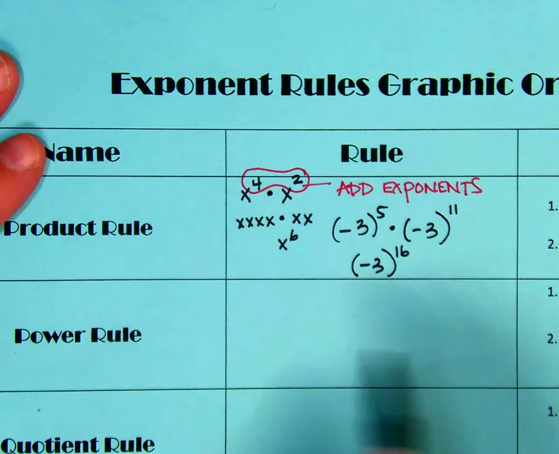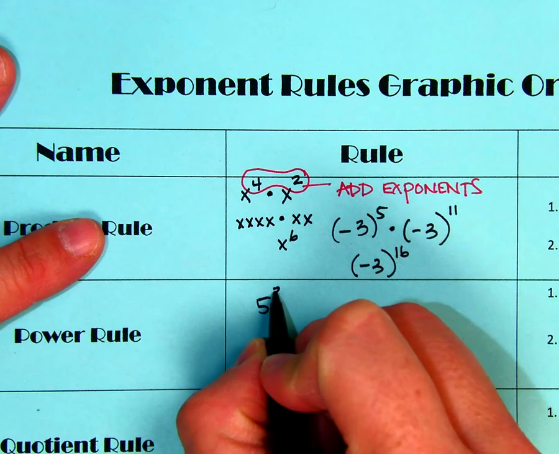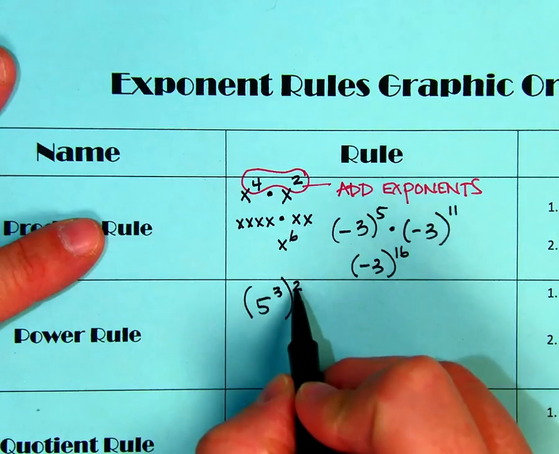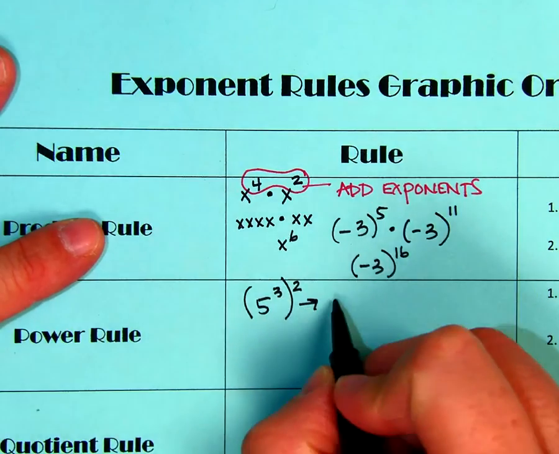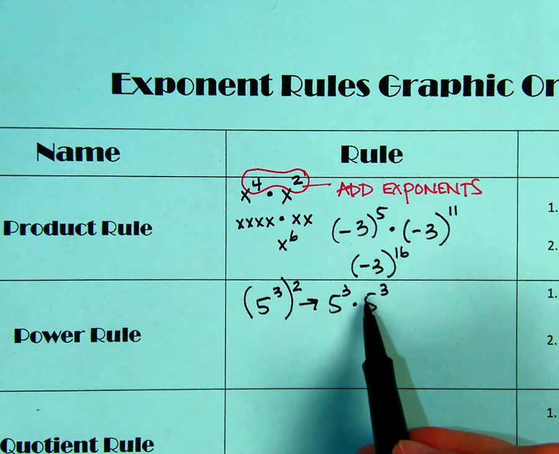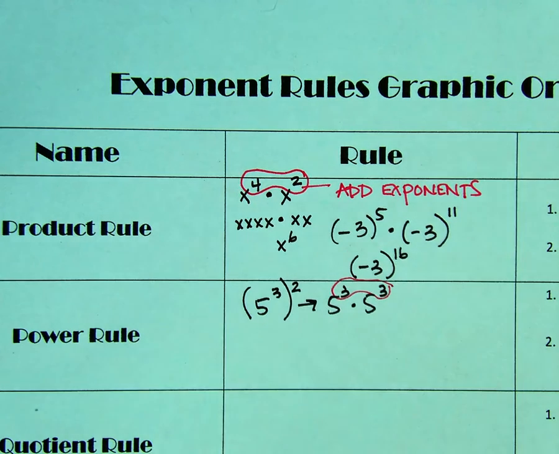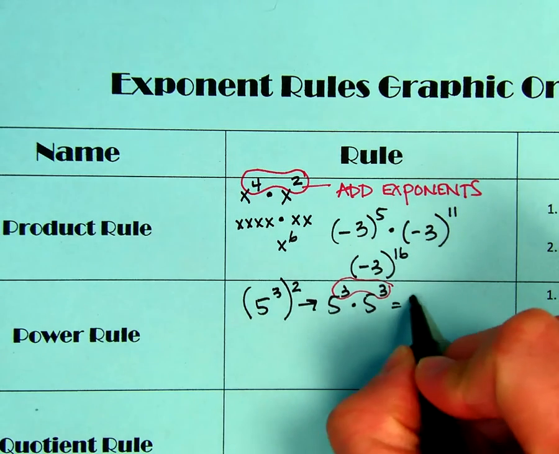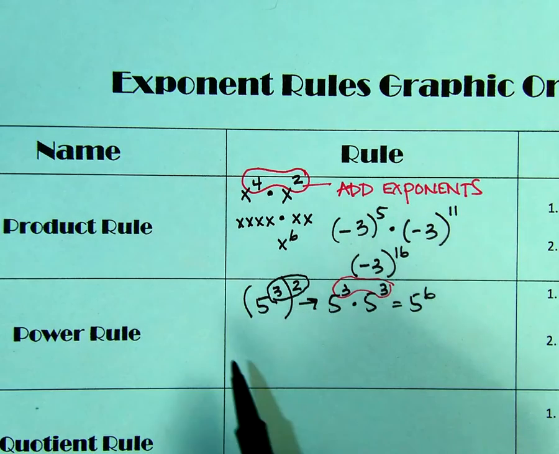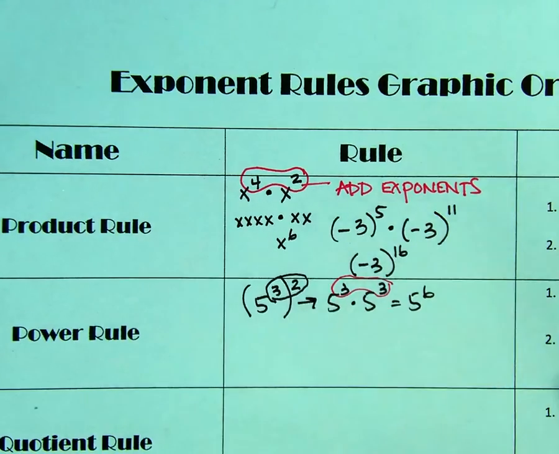Okay, so if I have 5 cubed to the 2nd power, that means I have 2 of these. So if I expand it, that means I have 5 cubed times 5 cubed. We're right back to the product rule, so we would add the exponents. So 5 to the 6th power. So if we look back, what we are doing here is we are multiplying. So if there is an exponent immediately outside to the right of parentheses, you need to multiply.